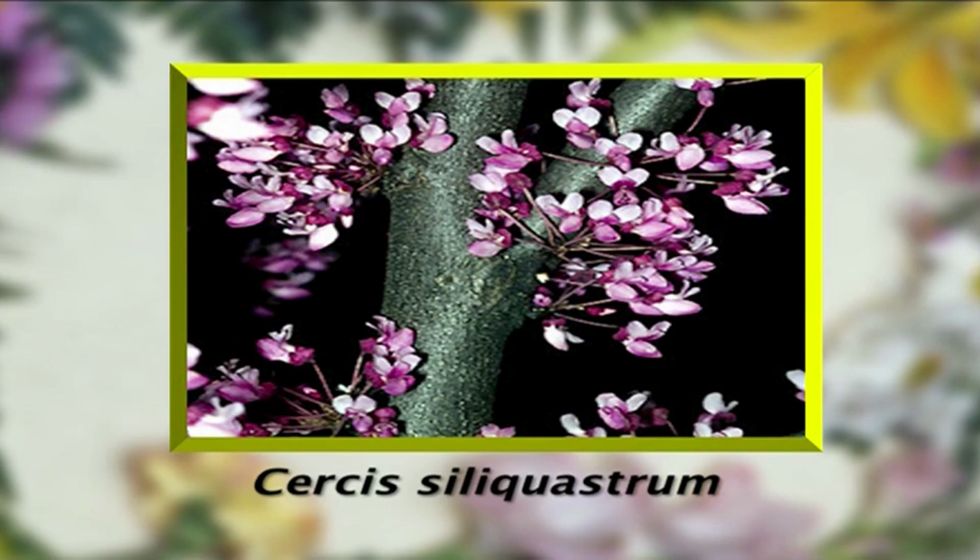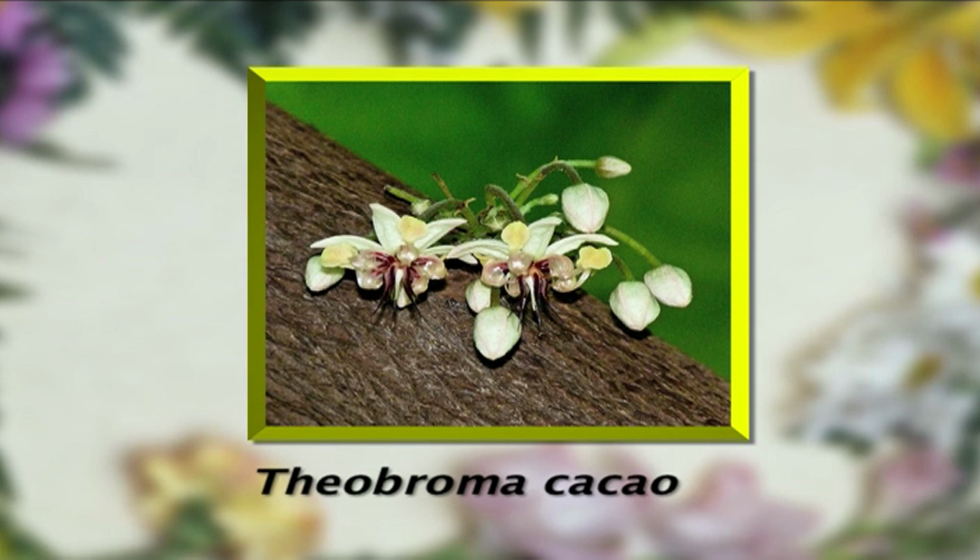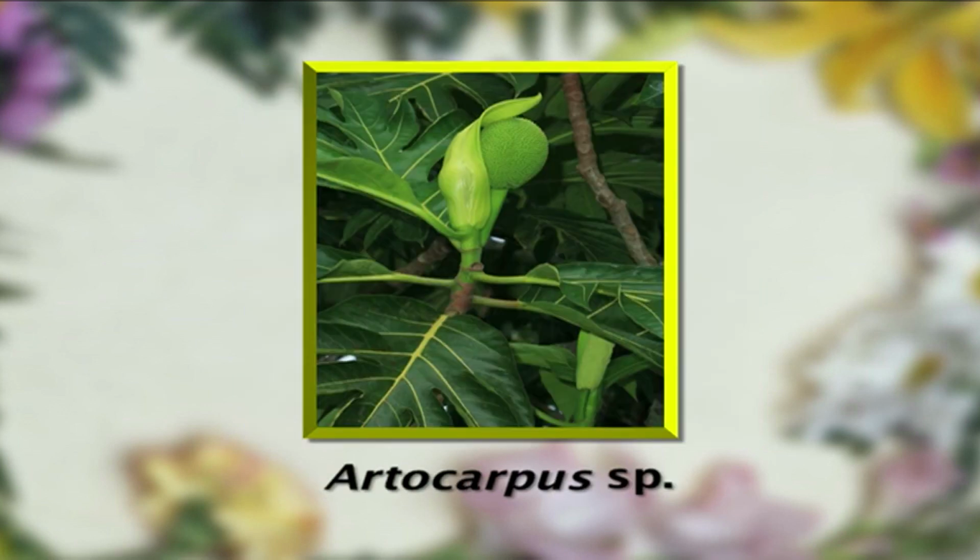Cauliflorous type of inflorescence grows directly from the woody trunk and is found in Cercis siliquastrum, commonly known as Judas tree, Theobroma cacao, commonly known as cocoa plant, and Artocarpus, which is commonly known as jackfruit.